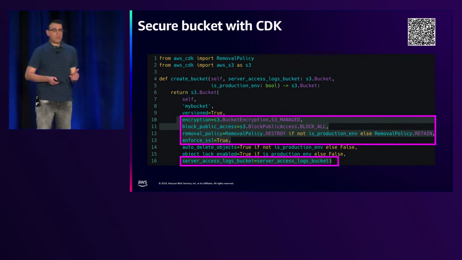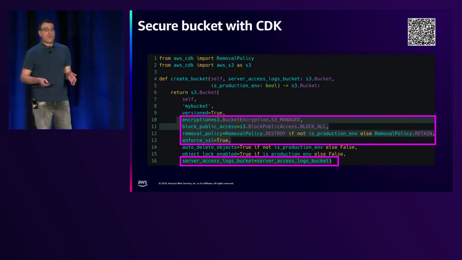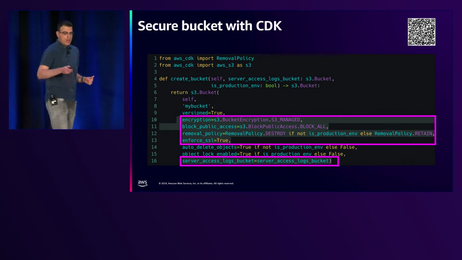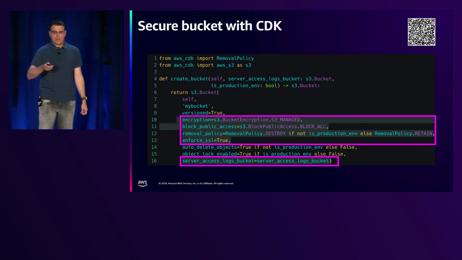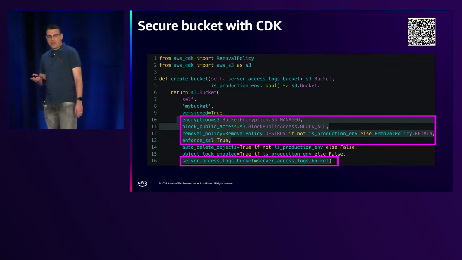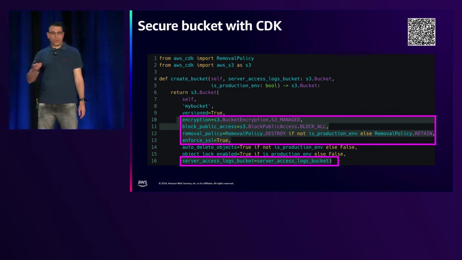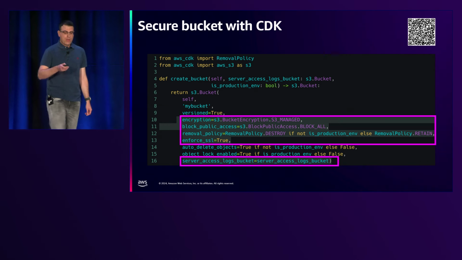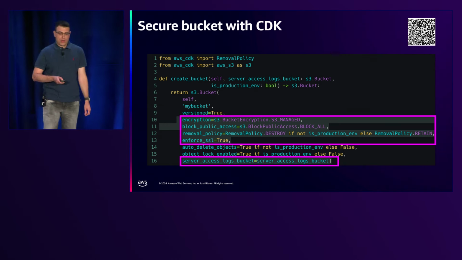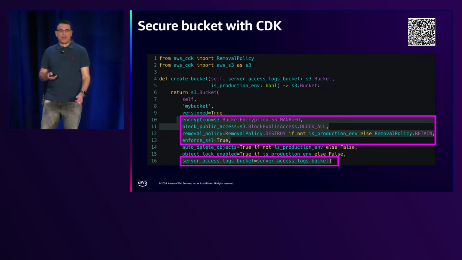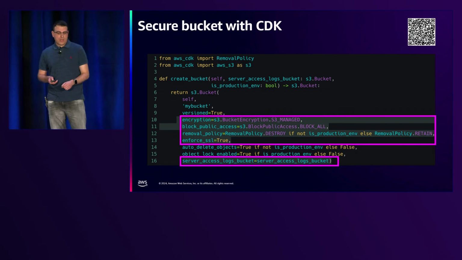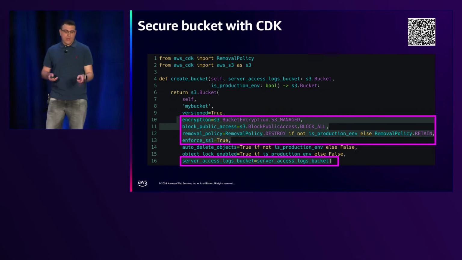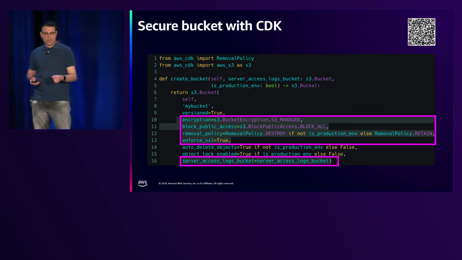And here I have some CDK code example where we're building this secure bucket. So I have this function, create bucket. It gets as input the access logs bucket and a Boolean, whether it's a production environment or not. In line 10, I enable the encryption. I'm using S3 managed encryption. I'm blocking the public access in line 11. I'm enforcing the SSL in line 13. And I'm attaching the audit logs in line 16.